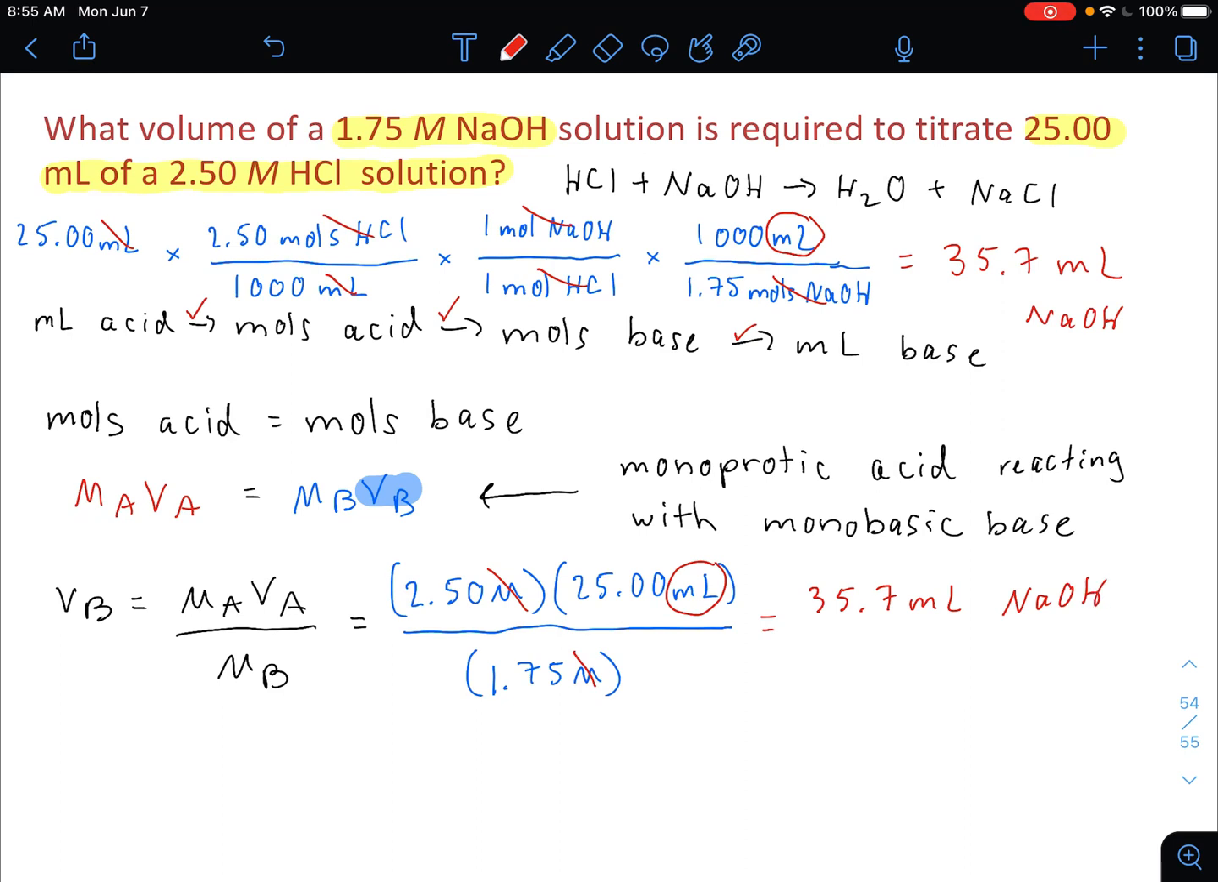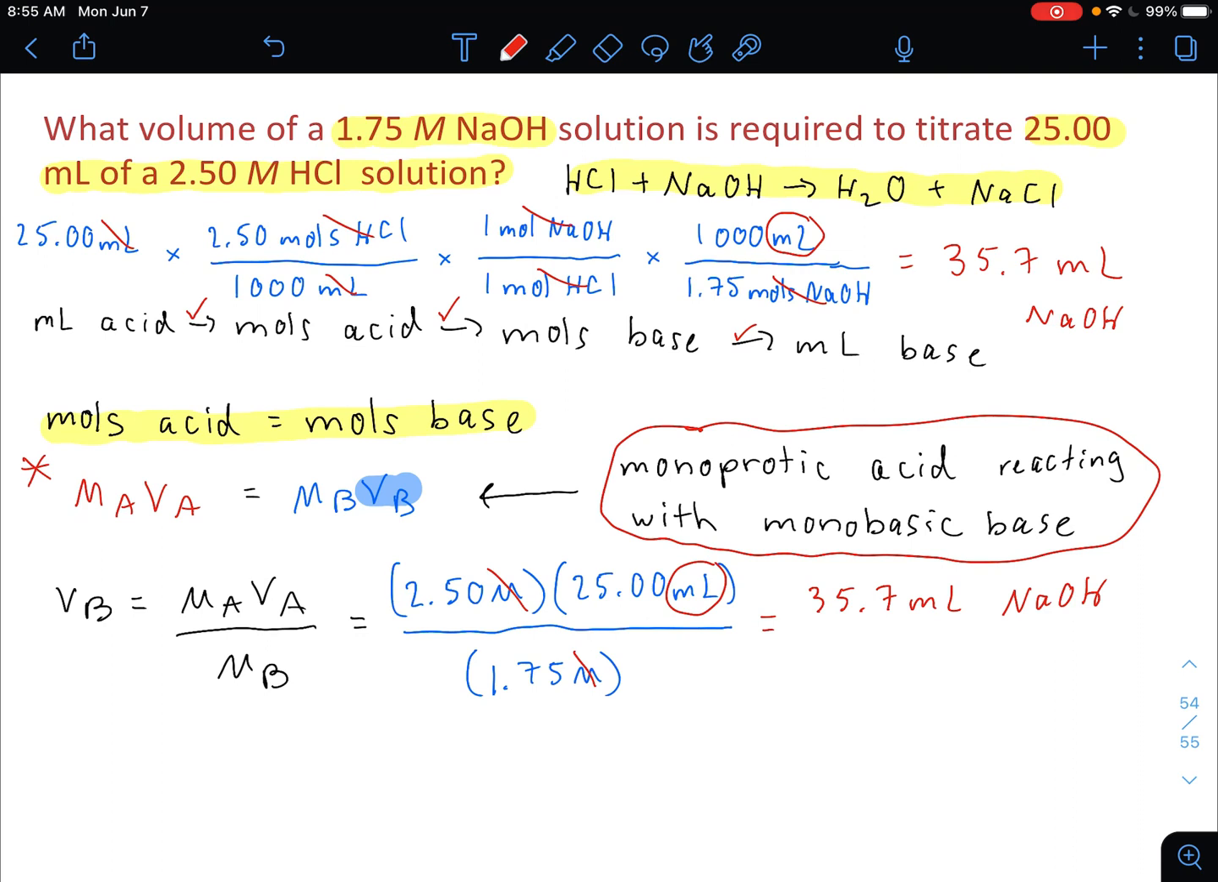35.7 milliliters sodium hydroxide. So I would say in general, teachers don't want to teach you this method right away, just because it results in thinking less critically about the balanced chemical reaction. But to me, it's still relying on the most important concept in neutralization, which is that the moles of acid equal the moles of base. All that being said, be very aware that I made this note here to say this version of the equation, MAVA equals MBVB, is only going to work with a monoprotic acid and a monobasic base.